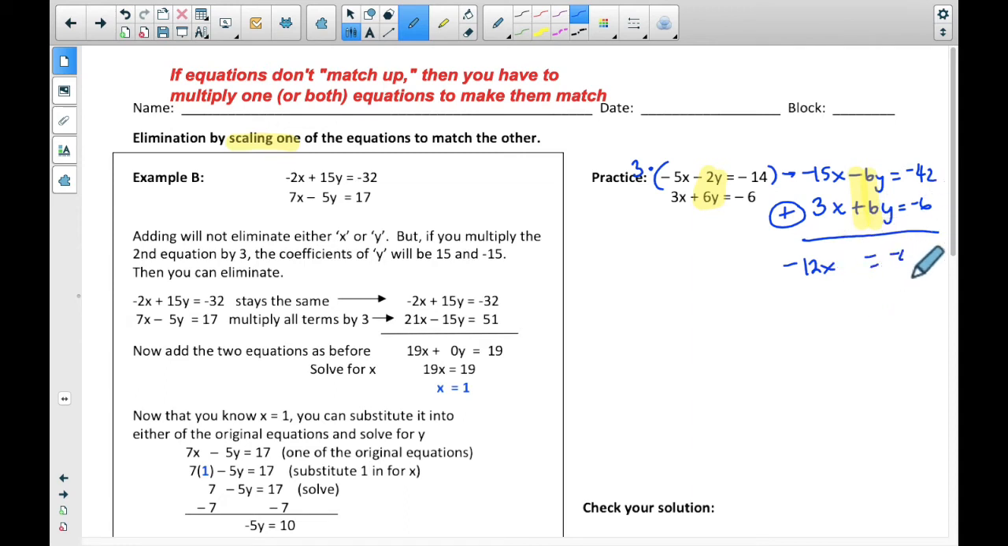Here I have a negative 48. I'm going to divide by negative 12. And I get my answer of positive 4. Okay, x is positive 4. Now, to find my y, what do I do? I plug it in.